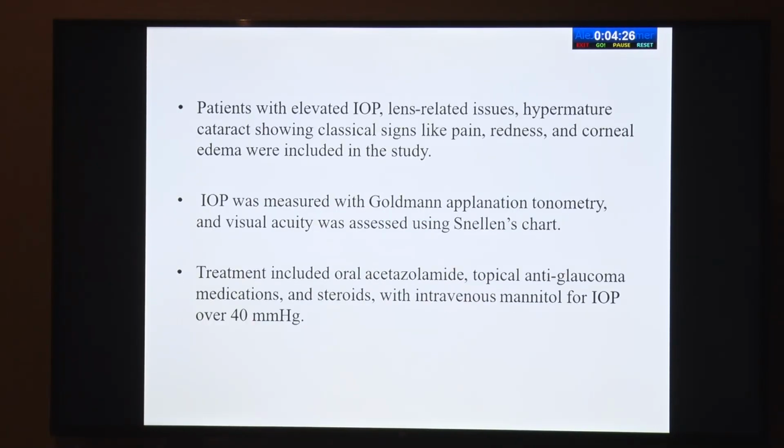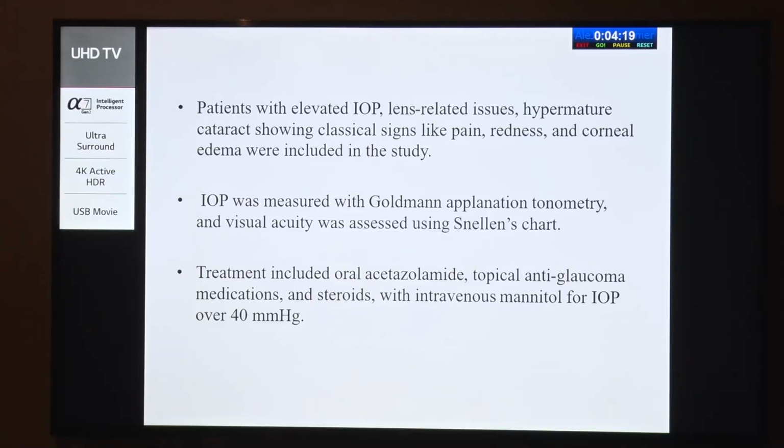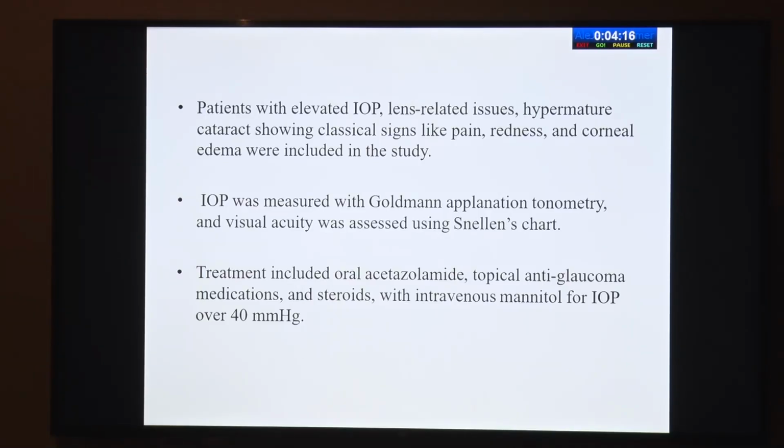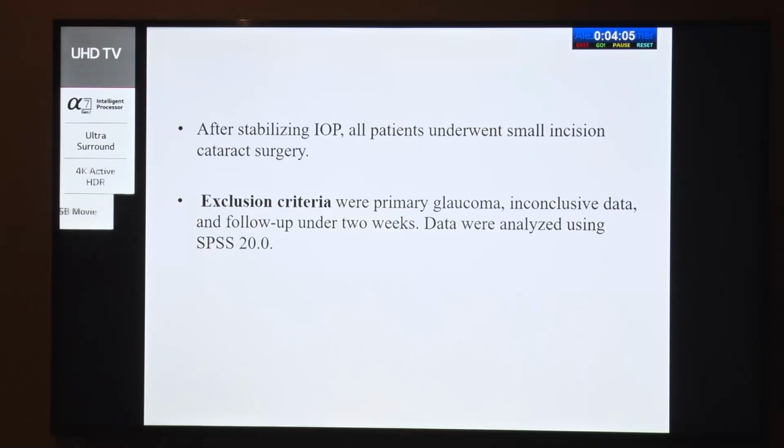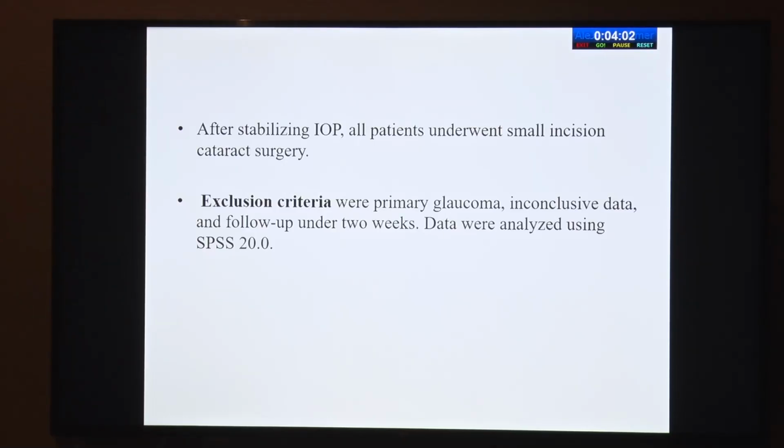Patients with elevated IOP, lens-related issues, hypermature cataract showing classical signs like pain, redness, and corneal edema were included in this study. IOP was measured using Goldmann applanation tonometry, and visual acuity was assessed using Snellen's chart. Treatment included oral acetazolamide, topical anti-glaucoma medications, and steroids with IV mannitol for IOP over 40 mm of Hg. After stabilizing IOP, all patients underwent small incision cataract surgery. Exclusion criteria were primary glaucoma, inconclusive data, and follow-up under 2 weeks. Data was analyzed using SPSS 20.0.